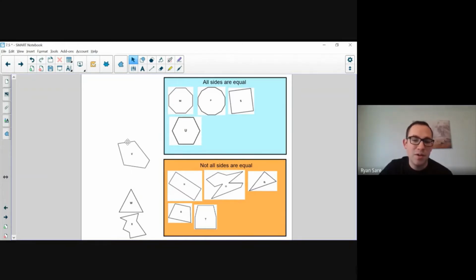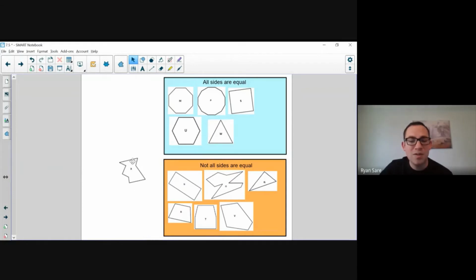Let's look at V. 1, 2, 3, 4, 5 sides. So this is a pentagon, but not all the angles are the same. And look, this side is short. These sides are longer, so not all sides are the same. So it's not regular. So we're going to go ahead and put this down here. Now we have a triangle. Tri means 3. So you got 3 sides. It looks like all of them are the same length and all the angles too. So we're going to put that over here.